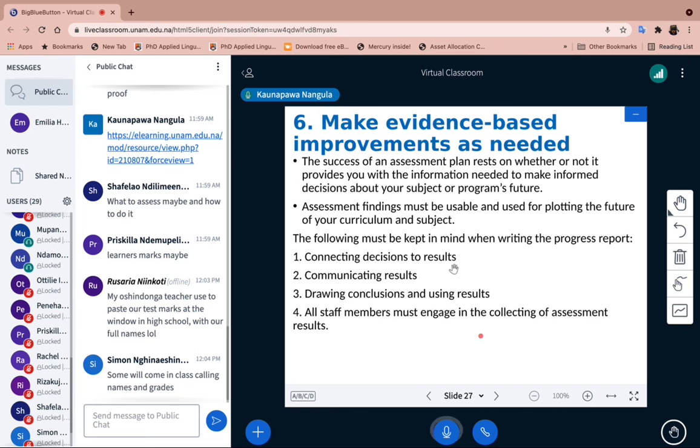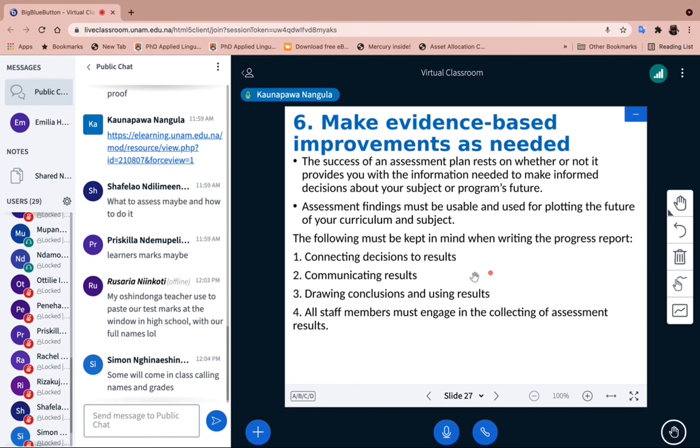You have to make that connection, and that connection should be in the progress report, because after whatever assessment you have done, at the end what they are suggesting is for you to write the progress report. And then number 2, communicate the results. Don't just keep the results to yourself, but communicate the results with the appropriate stakeholders.